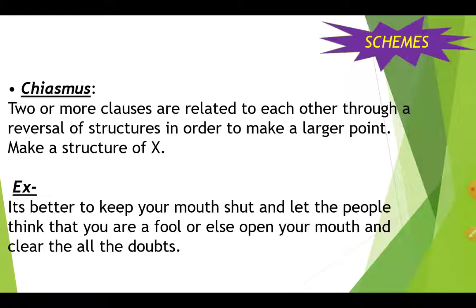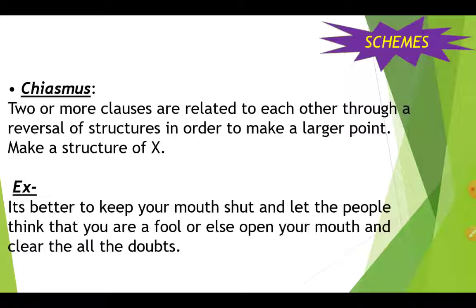Then it comes to chiasmus. Guys, this is a little tricky figure of speech which can be used only by very skilled and talented people, because this one is really tricky. Two or more clauses are related to each other through a reversal of structure in order to make a larger point, making a structure of X. What does it mean? In a statement, two or more clauses are related to each other, and at a point, through a reversal of structure, these phrases or clauses are reversed and used in another way, making out another meaning.